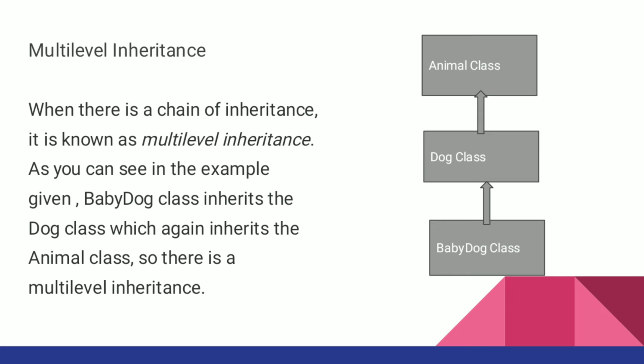Next is multilevel inheritance. When there is a chain of inheritance, it is known as multilevel inheritance. As you can see in the example given, the baby dog class inherits the dog class, which again inherits the animal class. First the baby dog class inherits the dog class, then the dog class inherits the animal class. This is known as multilevel inheritance.